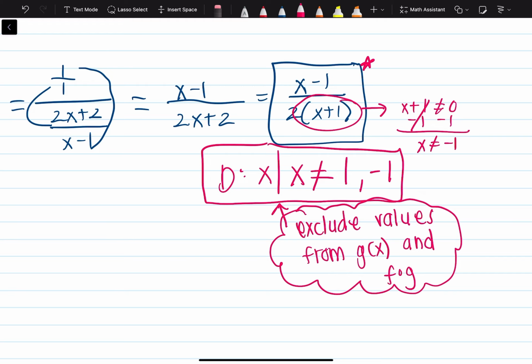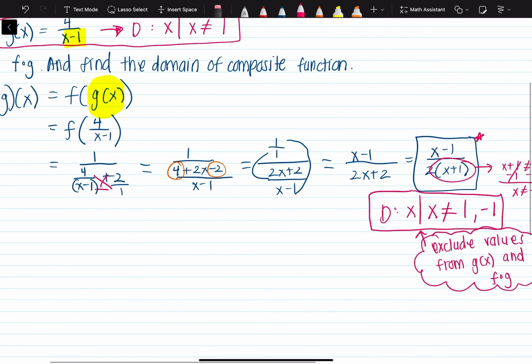All right, this is how you identify the composite function from two functions and the domain.